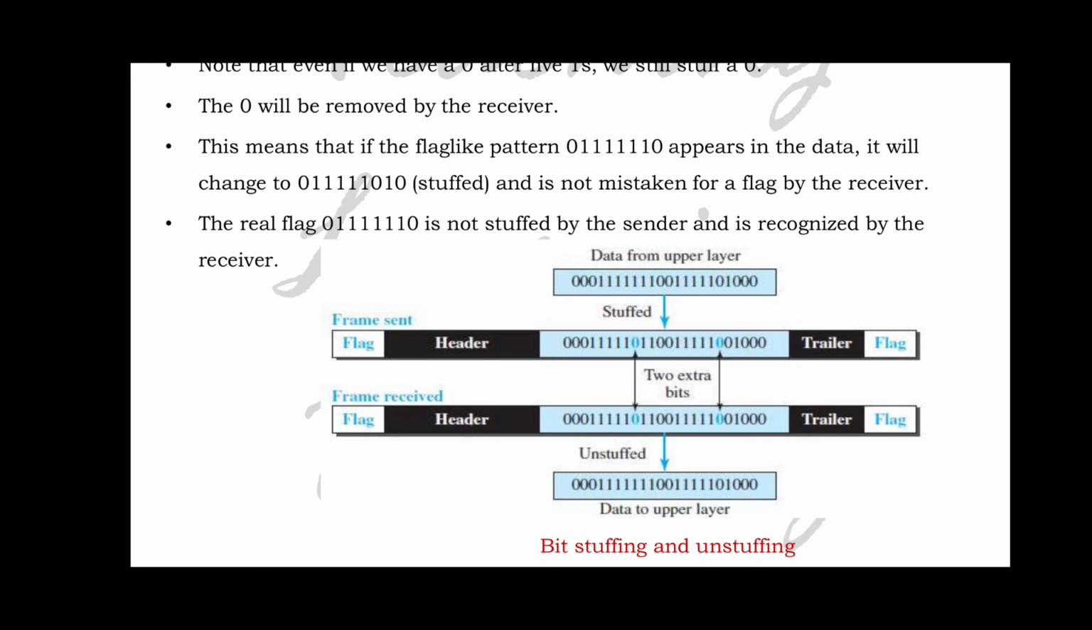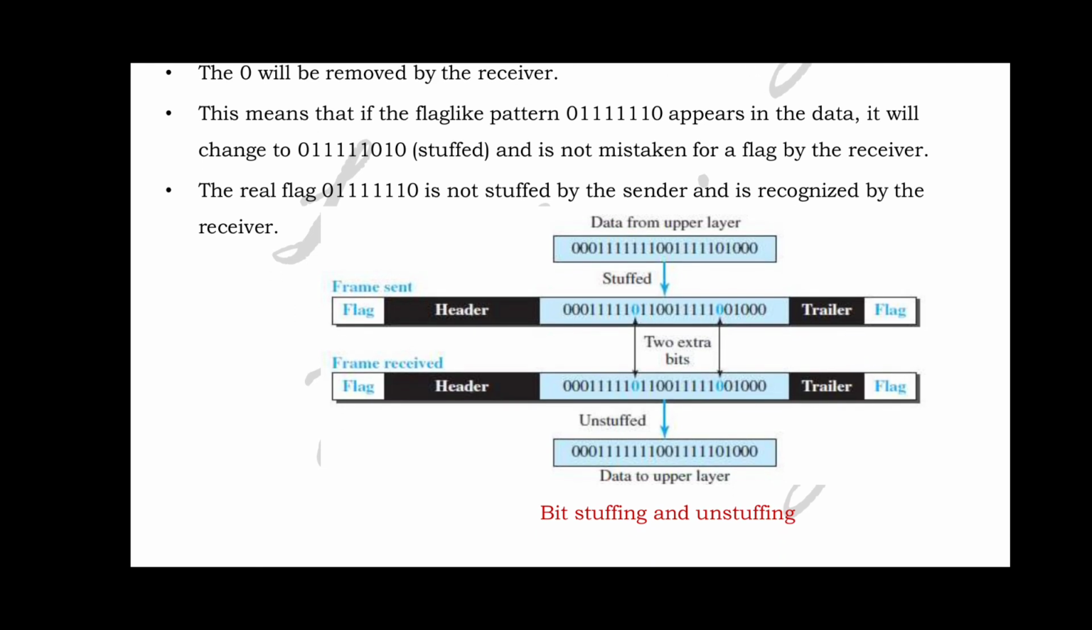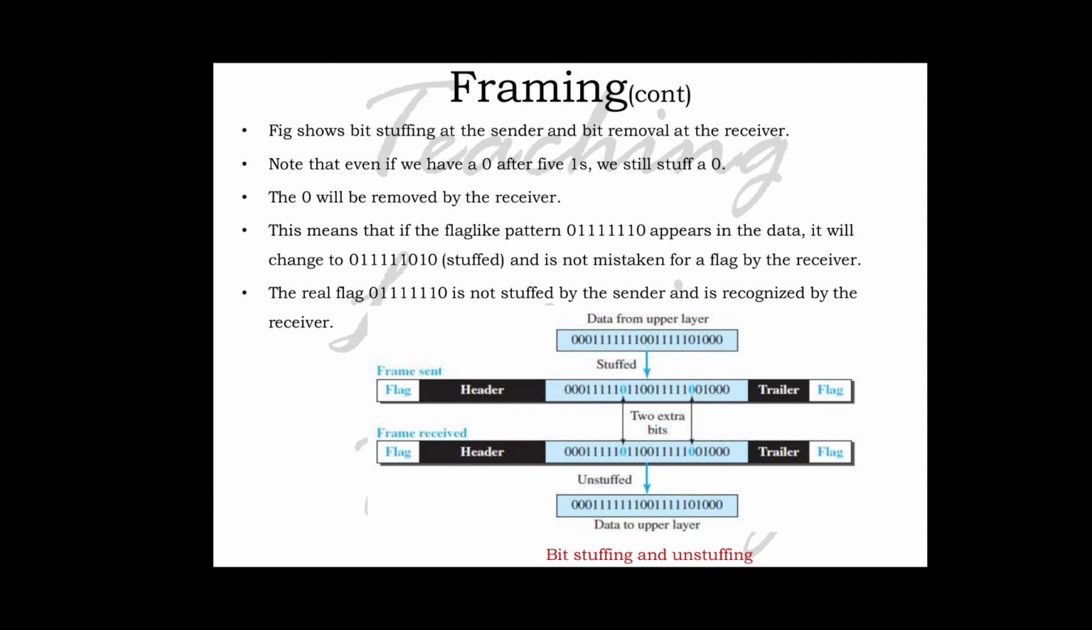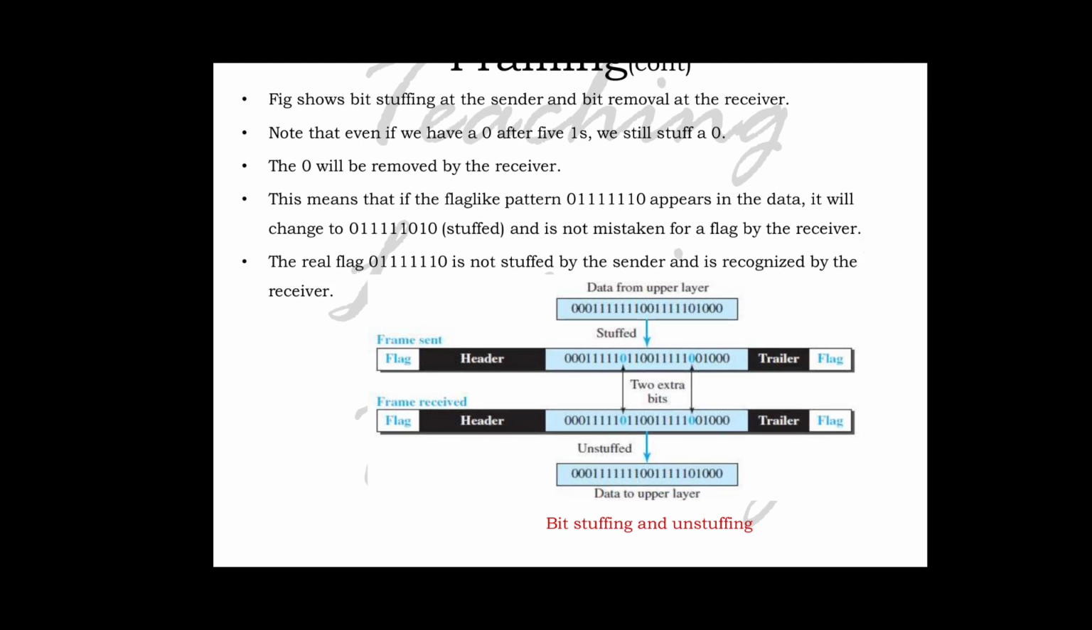And this is the frame sent from the sender, and once the frame is received, these 2 extra bits are unstuffed and the data is passed to the upper layer. So this is the diagram for bit stuffing and unstuffing. This is very important. Add this when we are writing the exam. This solution lets the receiver get exactly the same data that was sent by the sender. So this is all about framing.